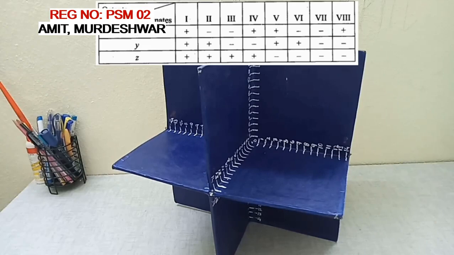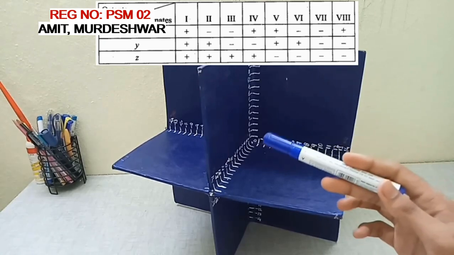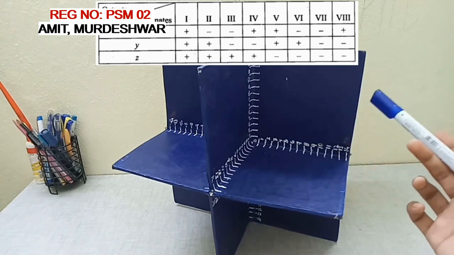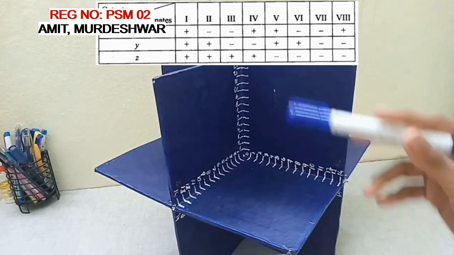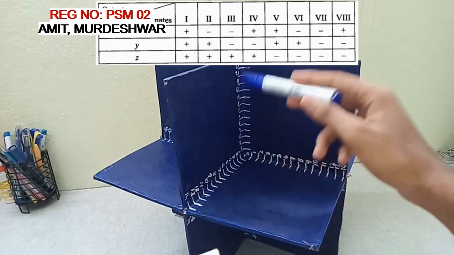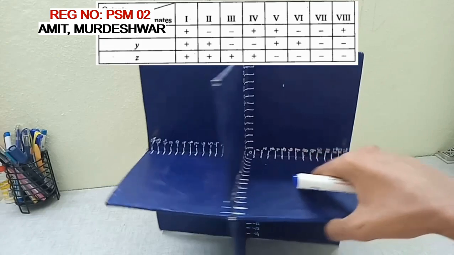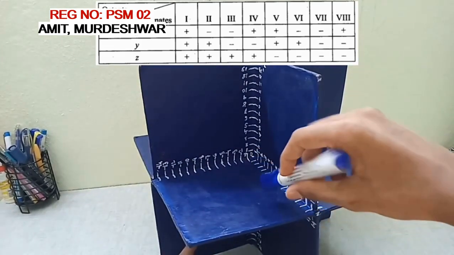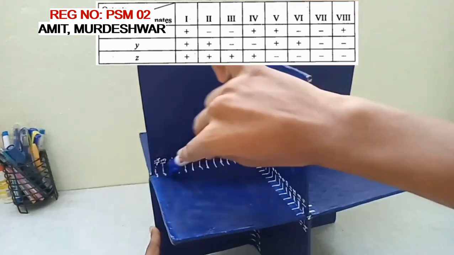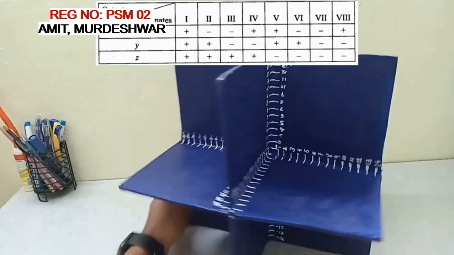Now I am also giving a chart in which the signs are given according to the octants. In the first octant, which axes are positive, which axes are negative. As you can see in the chart, in the first octant the x-axis is positive, the y-axis is positive and the z-axis is also positive. This is first octant and this one is second octant. Here x-axis is negative, y-axis is positive and z-axis is positive.